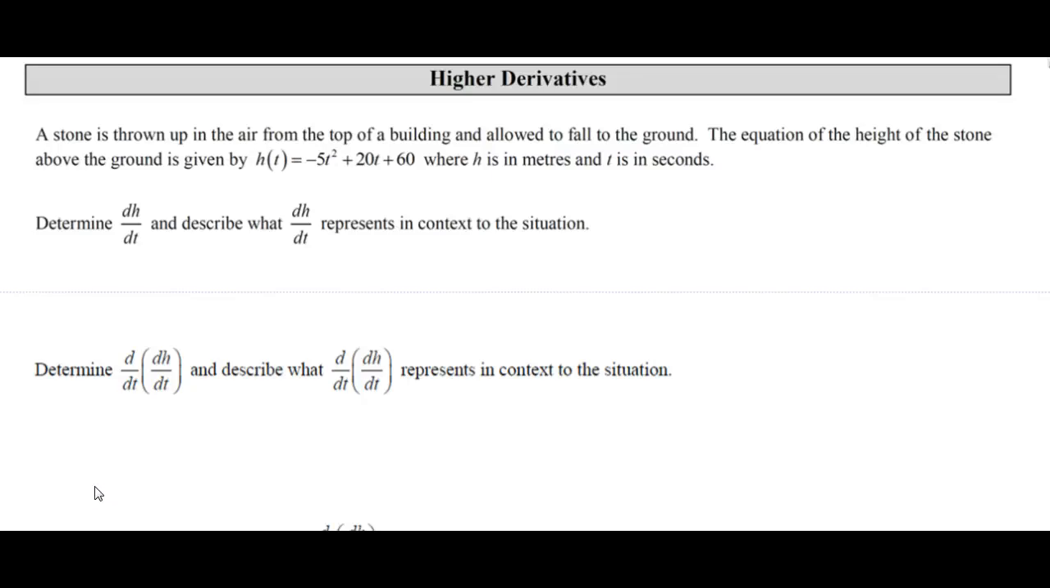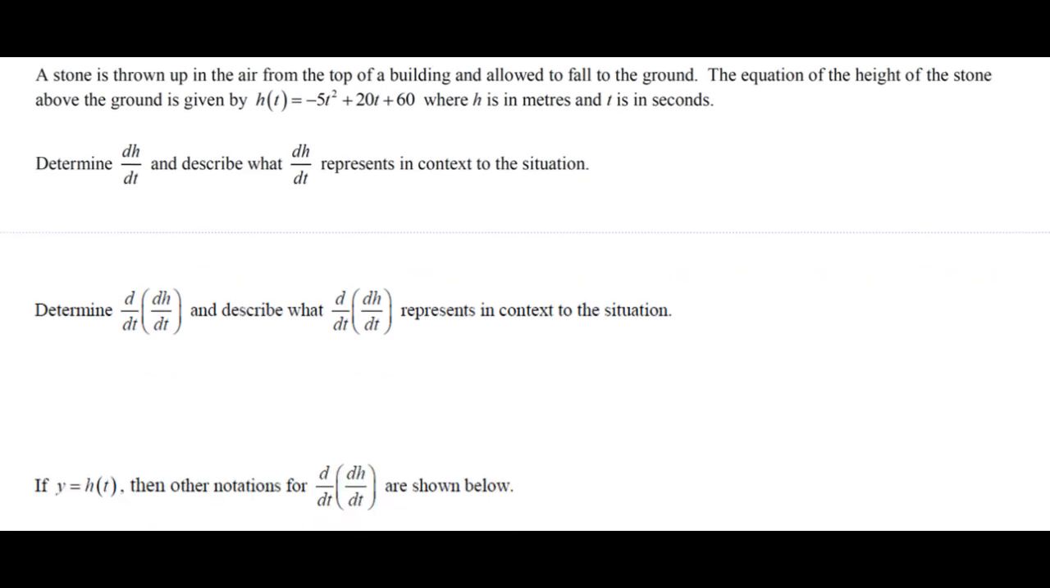Higher derivatives. A stone is thrown up in the air from the top of a building and allowed to fall to the ground. It's like, yes, gravity. Is it allowed to go into orbit? The equation of the height of the stone above the ground is given by h(t) = -5t² + 20t + 60, where h is in meters and t is in seconds. Determine dh/dt and describe what that represents.